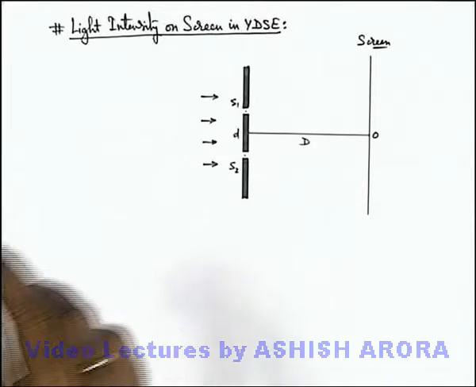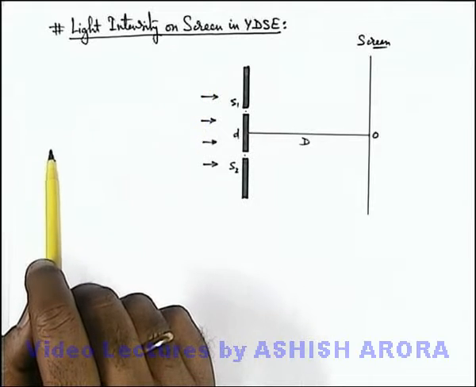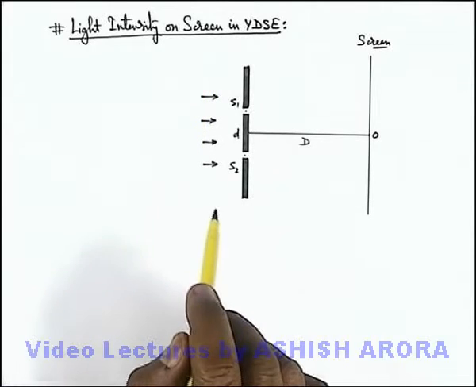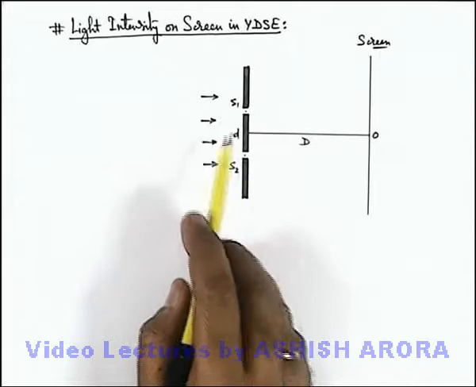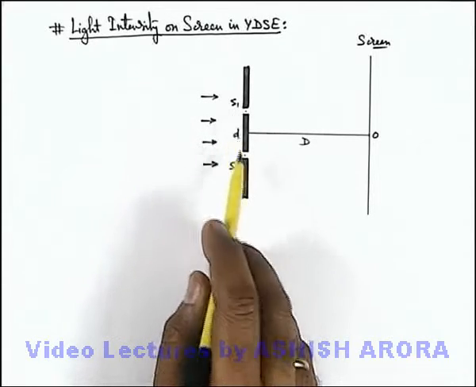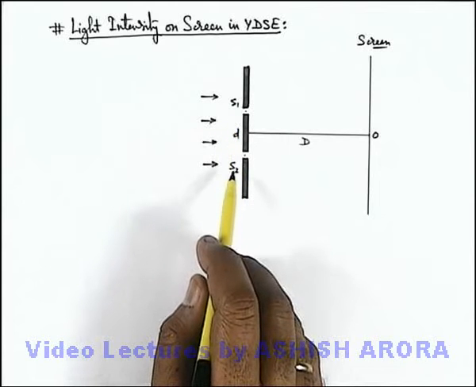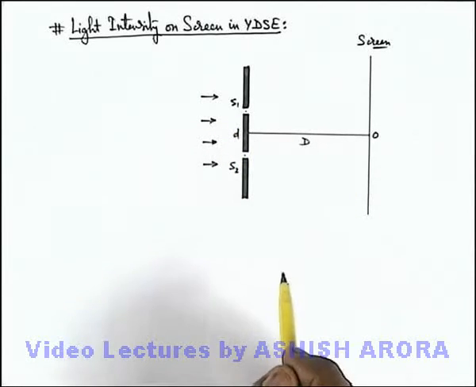Let us now discuss the light intensity on a screen in Young's double slit experiment. Here you can see there is a direct light YDSE setup on which a light beam is incident on the slit plane, on which the slits S1 and S2 are illuminated, and these are producing interference effect on the screen.